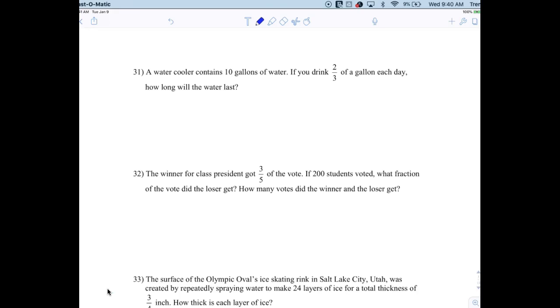So now, number 1, a water cooler contains 10 gallons of water. If you drink 2/3 of a gallon each day, how long will it last? Now, I'm hoping you're starting to get a better idea. It would be, but you have to tell me. What do I do? 10 divided by 2/3. And what does that come out to be? 15. Come on, loud and proud, kiddo. You're awesome. 15 days. It lasts 15 days.